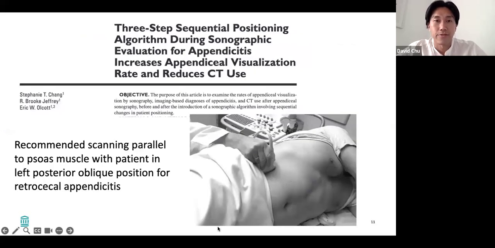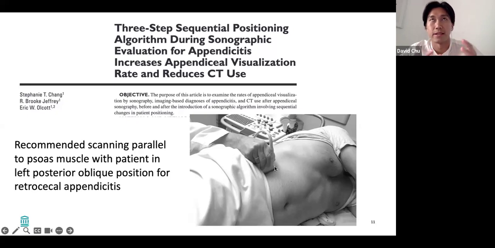All right, so let's say you went through all that and you still don't see the appendix. Well, we could try this position called the left posterior oblique position to look for a retrocecal appendix. This was described in a couple papers, and basically the position looks like this. You have the patient lie on their left side. It's almost like a left lateral decubitus, except you're having them even more completely on the left side. Then you take your ultrasound probe, with the probe marker pointing up towards the patient's head, and place it right there on the patient's lateral flank.